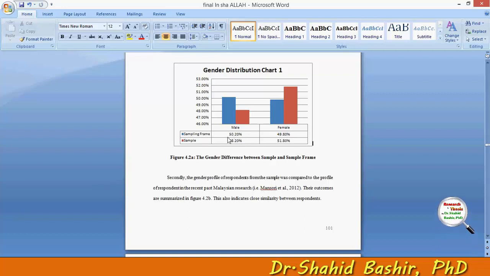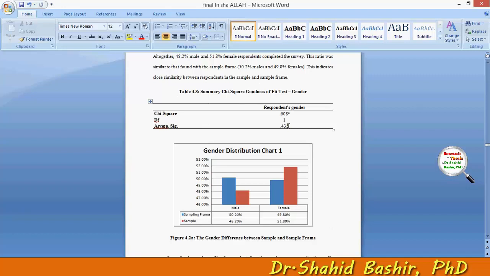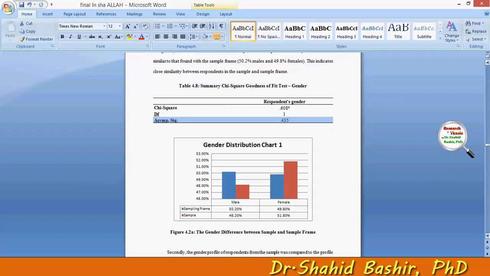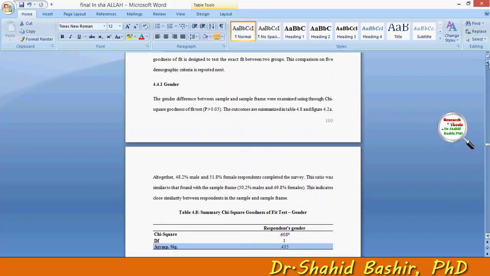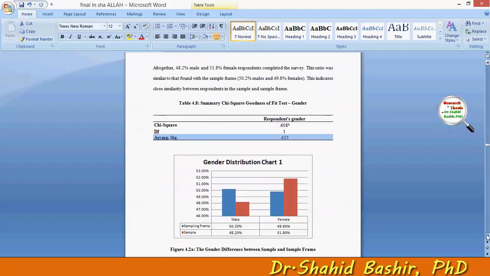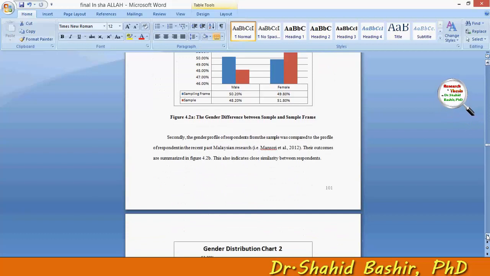And this is something, you can say, pretty precise. And if you see the comparison, there is not much to compare. So by applying the chi-square test, it was known that there is not much difference between the sample and the sampling frame. So it shows that the percentage of the gender group is pretty much precise and representing our particular study.